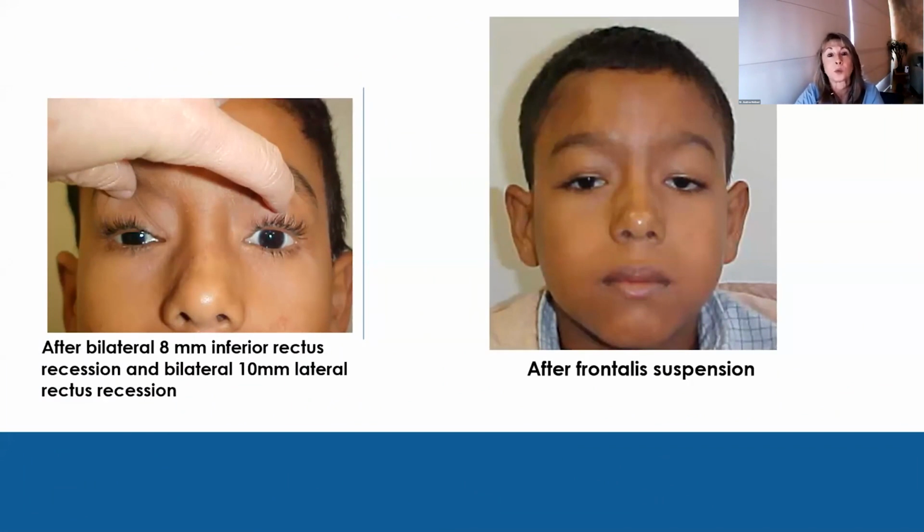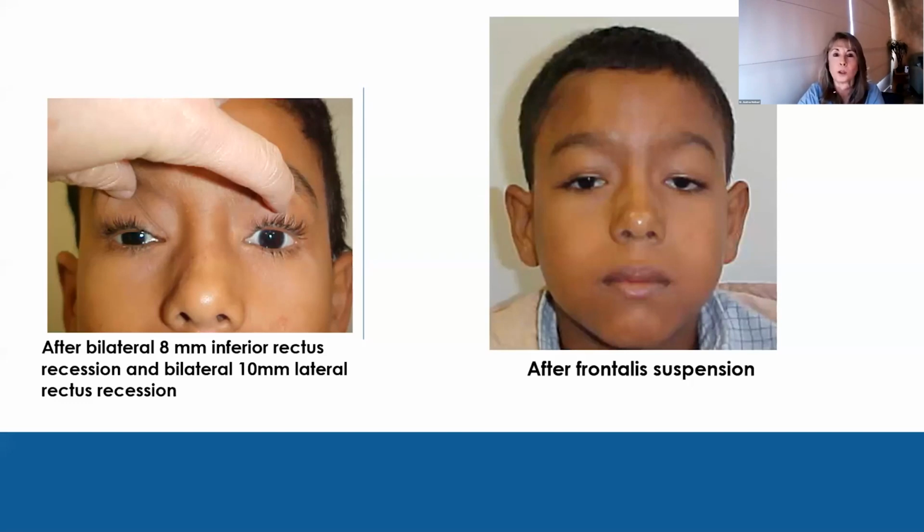In this patient, we elected to do bilateral 8 millimeters inferior rectus recession and bilateral 10 millimeters recession of lateral recti, with a decent result, as you can see here. After this procedure, we performed a frontalis suspension, and the patient got rid of his anomalous head posture, and the eyes were pretty much aligned in primary position.